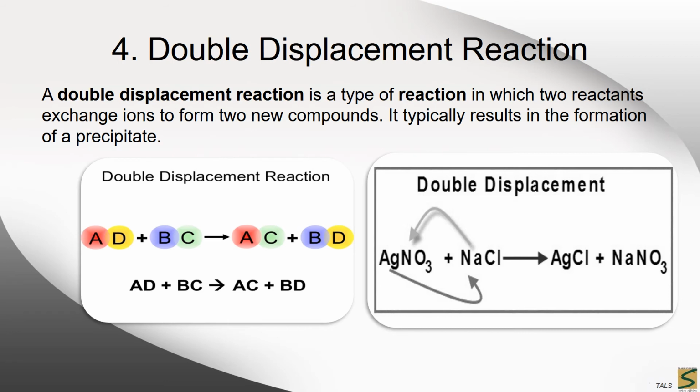The last type is double displacement reaction. It's a type of reaction where the reactants exchange their ions. These reactions take place instantaneously and a precipitate is also formed in such reactions. AD plus BC after reacting form AC plus BD. AgNO3 plus NaCl mutually exchange their ions and form AgCl plus NaNO3.